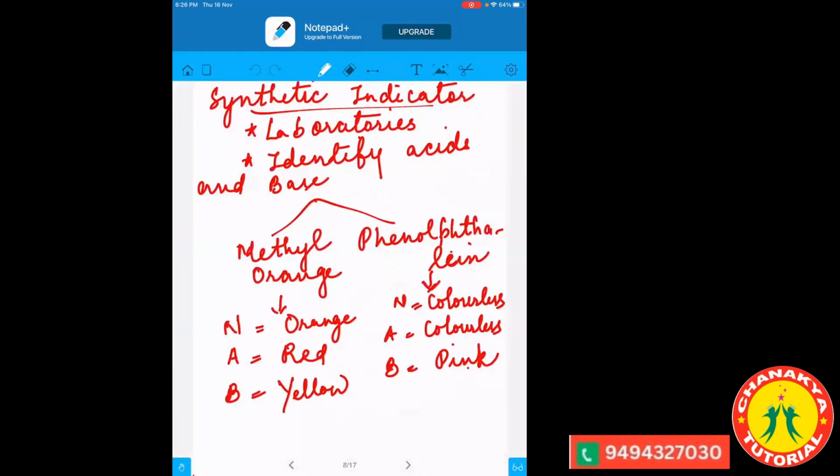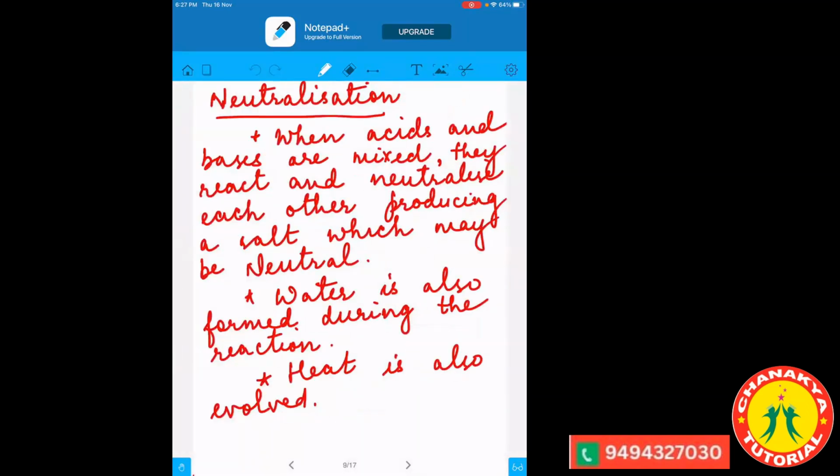Then synthetic indicators are made in laboratories to identify bases and acids. There are two types, methyl orange and phenolphthalein. Methyl orange is orange in color in neutral condition, red in acidic condition, and yellow in basic condition. Phenolphthalein is colorless in neutral condition, colorless in acidic condition, and in basic condition it will turn pink.